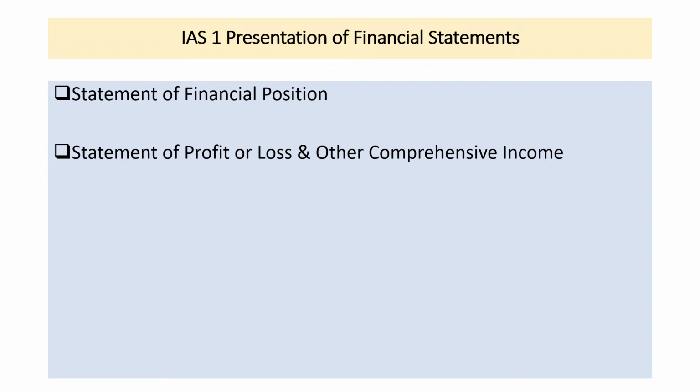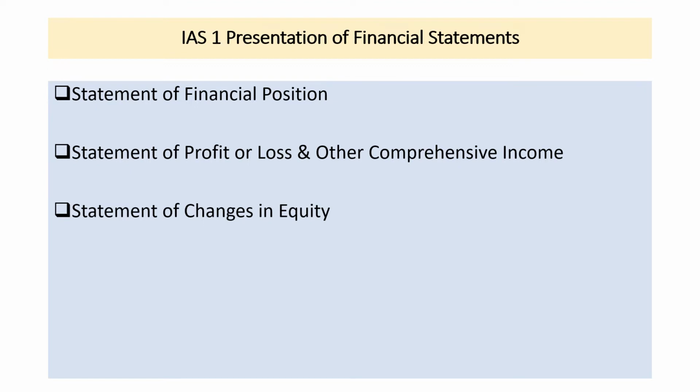Other comprehensive income states those income which has not been realized by the company. An example is a revaluation of property. Now, if you just revalue the property, well, the value will go up, but you wouldn't have realized this income until you sell the asset. So it is there as other comprehensive income, meaning it's not realized.